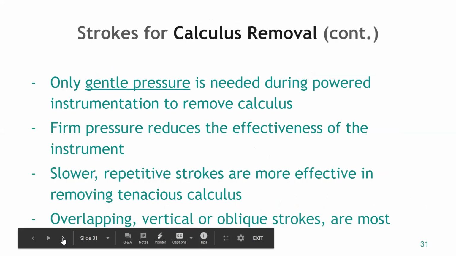Okay, so again, only gentle pressure is needed during power instrumentation. Firm pressure is going to reduce our effectiveness, okay? Slower, repetitive strokes are more effective in removing tenacious calculus. We want to use overlapping vertical or oblique strokes, okay? Those are going to be our most effective.